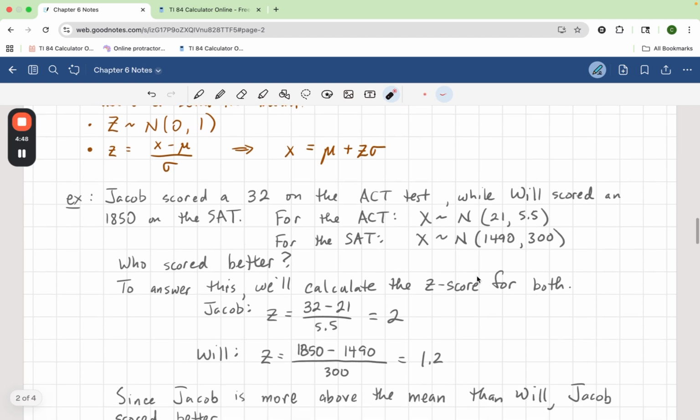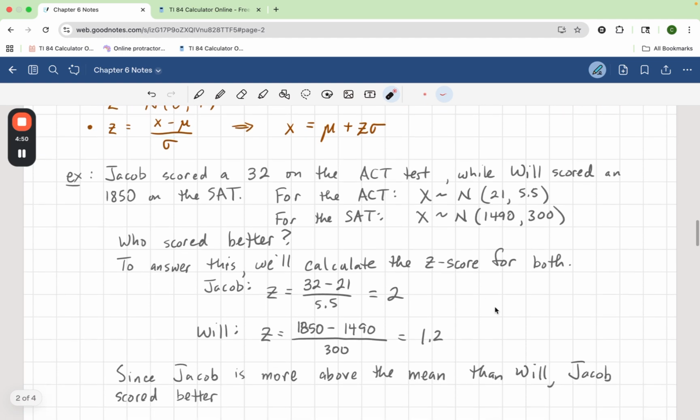Alrighty, so let's see this thing in action as we go down here and talk about Jacob. Jacob scored a 32 on the ACT, while Will scored an 1850 on the SAT. They tell us these are both college entrance exams, and that the ACT is normally distributed with a mean of 21 and standard deviation of 5.5.